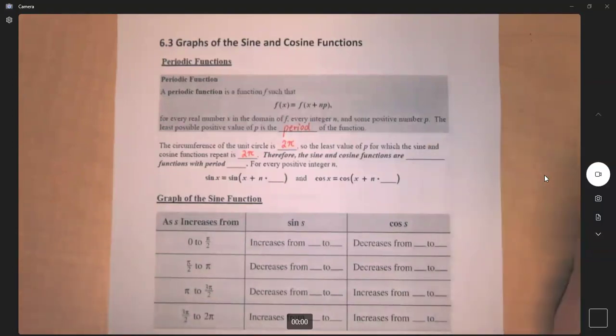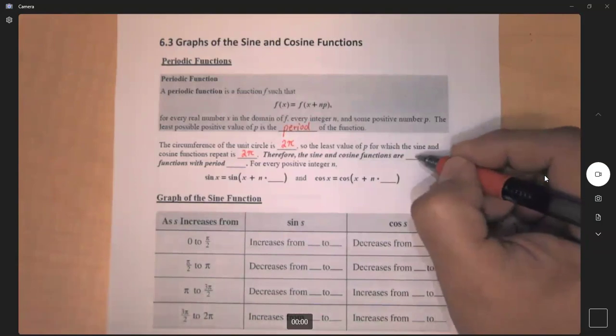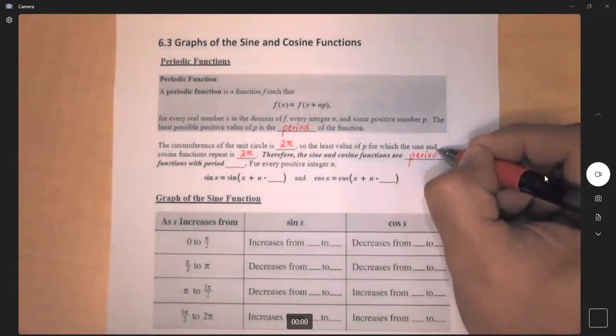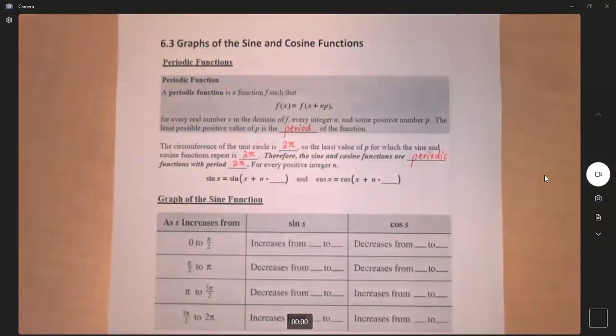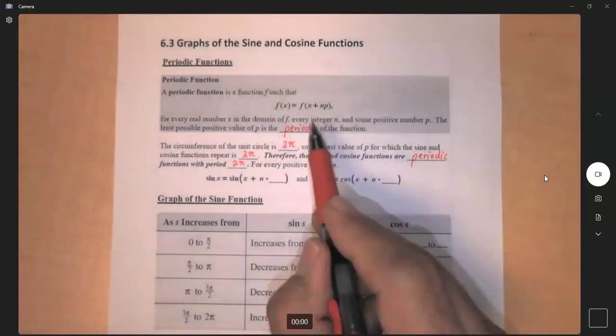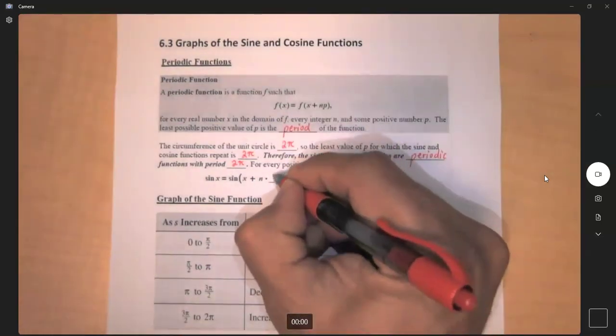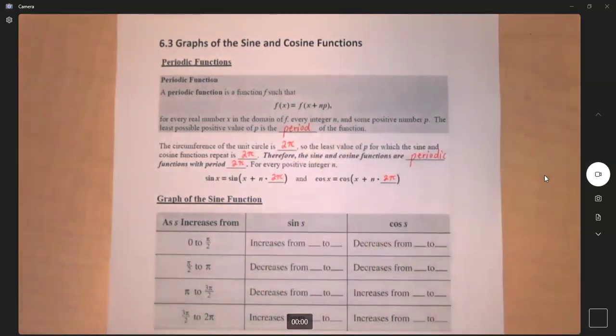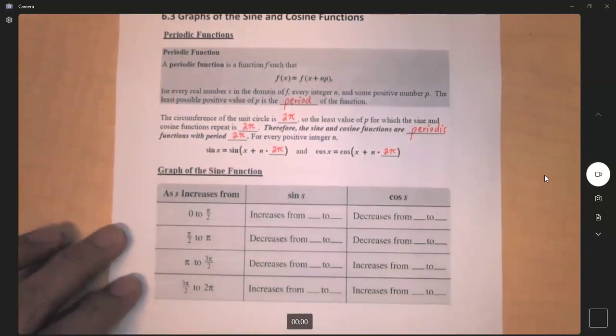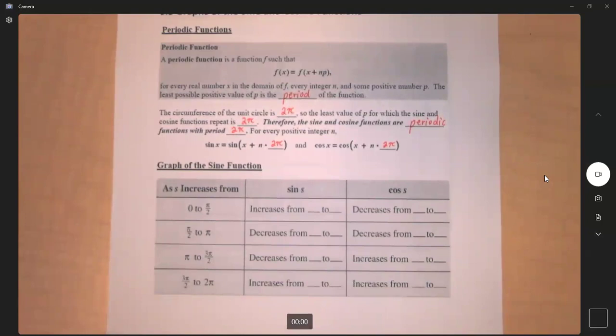So let's just summarize this. The sine and cosine functions are periodic functions with period 2 pi. And so in place of that p in the generic formula here, we're just going to put 2 pi there for both the sine and the cosine. And if you remember from your unit circle, the values of the sine and the cosine functions alternate between -1 and 1, okay? And we're going to use that to our advantage to be able to graph our functions.